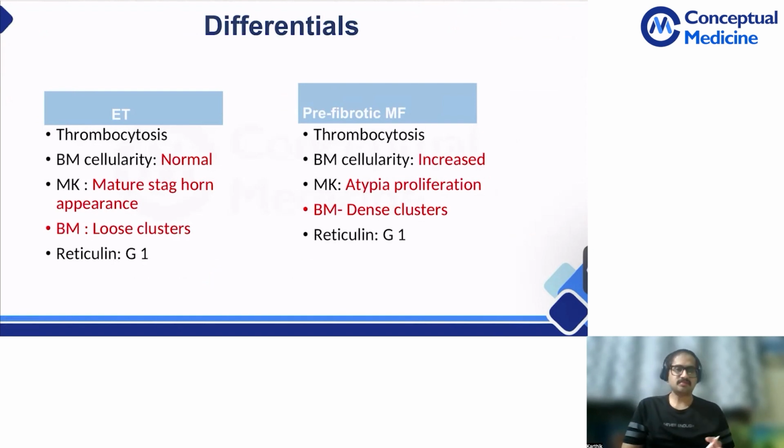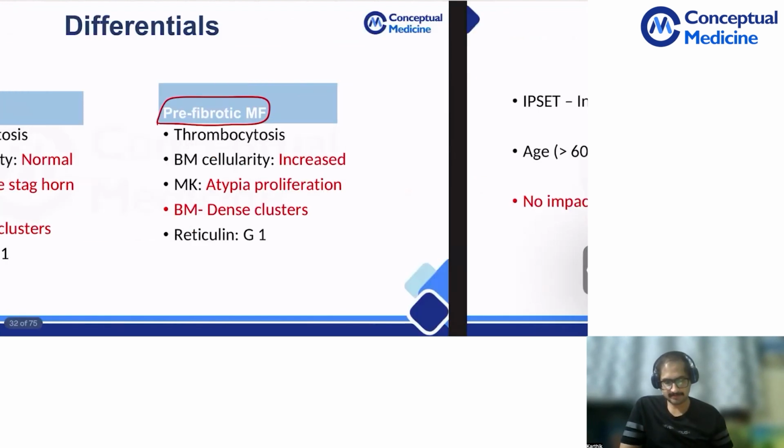I don't think they will ask these questions from the exam point of view. If they ask what is the closest differential for essential thrombocythemia, it is prefibrotic primary myelofibrosis. So these two are the closest differential diagnoses for essential thrombocytosis. Only the bone marrow morphology, the pathologist, can differentiate based on the bone marrow biopsy whether it's ET or prefibrotic PMF. Mutations will not differentiate between the two when it comes to the diagnosis.